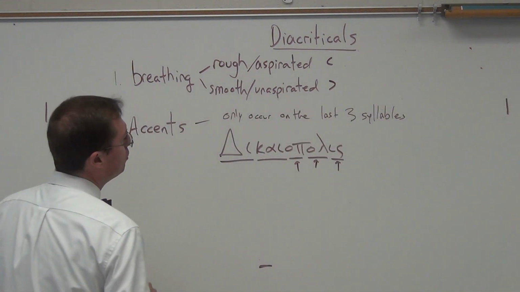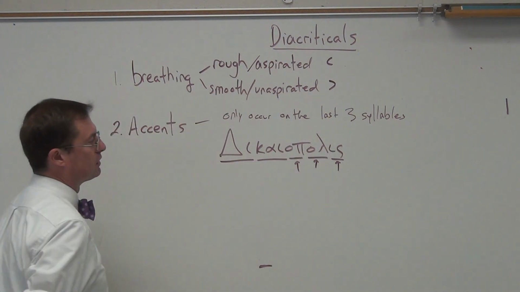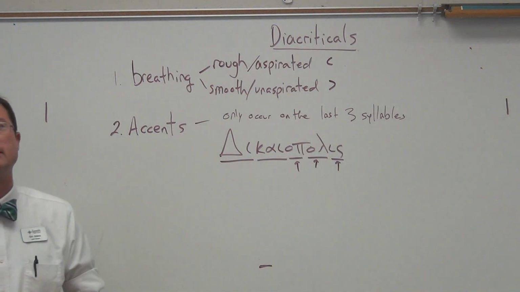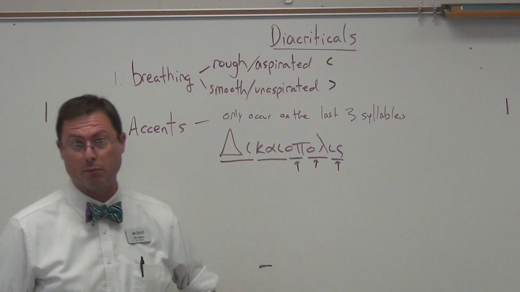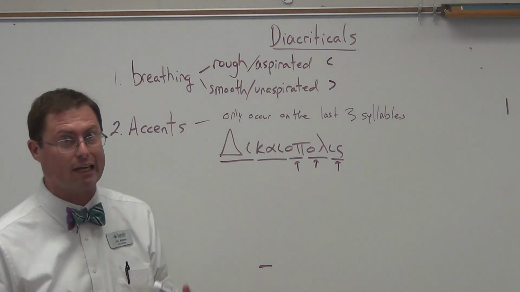Now, when you look at Diacriticals, the last three syllables, which are underlined with arrows, have particular terms. You need to learn these terms because that's what I use. I don't say the last syllable, I don't say the next to last syllable, I don't say the third syllable from the end. Instead I use these terms because that's what we do in life.